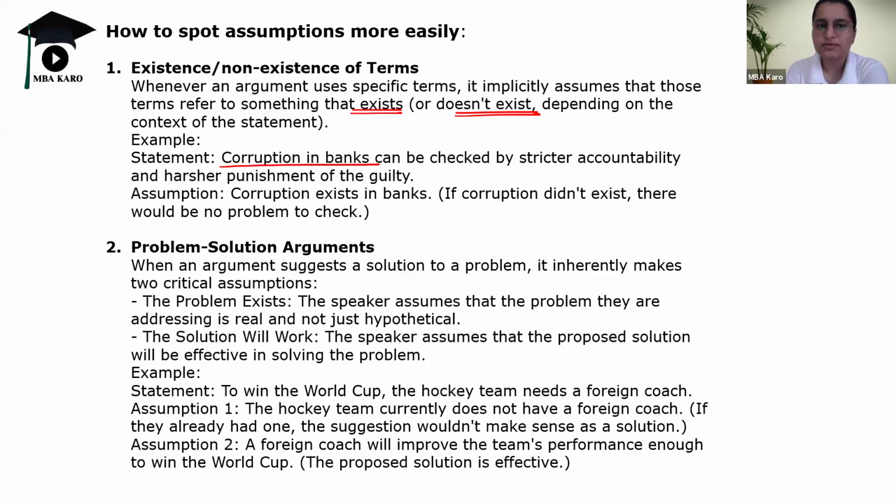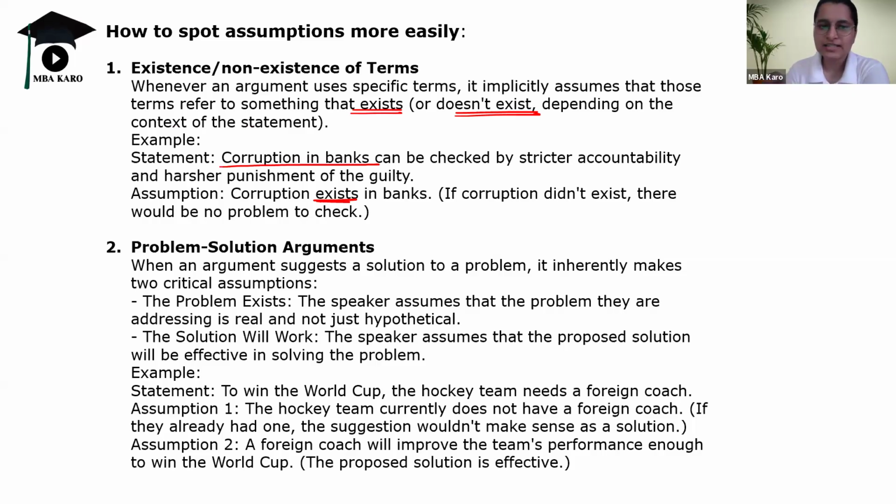It refers to something that exists or does not exist. So, existence or non-existence of a term. Here we are talking about the existence of corruption. Now what is the assumption behind it? The assumption is that corruption exists in banks. If corruption was not there in banks, there would be no problem to check, nothing to check upon. They need to check this problem because it exists, and it exists severely. Understood? I hope I am clear with this particular point, existence or non-existence of the term.